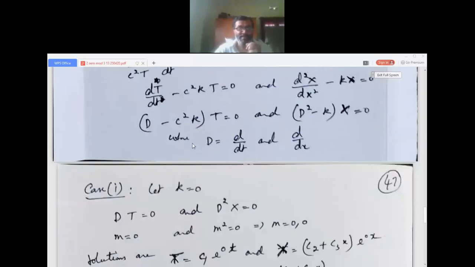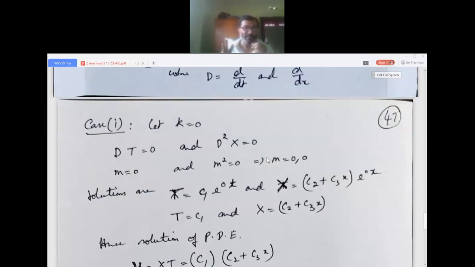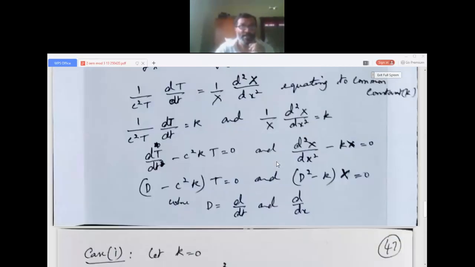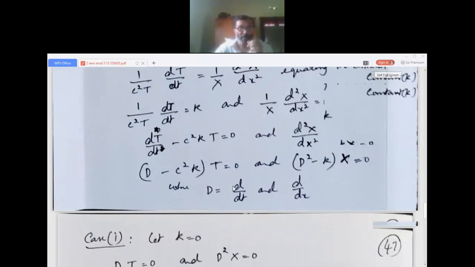Now D is d/dt in the first case and d/dx in the second case. We have taken the separation constant equal to k. Now k has three possibilities: either k is 0, or k is positive, or k is negative. When k is 0, put 0. When k is positive, put k as p squared. When k is negative, put k as minus p squared. That's all. And replace D by m to find the auxiliary equation.